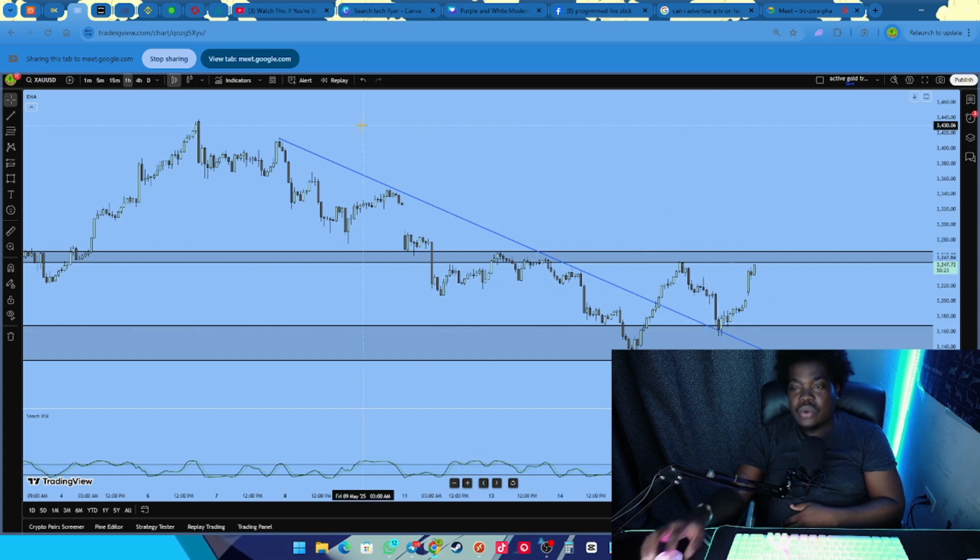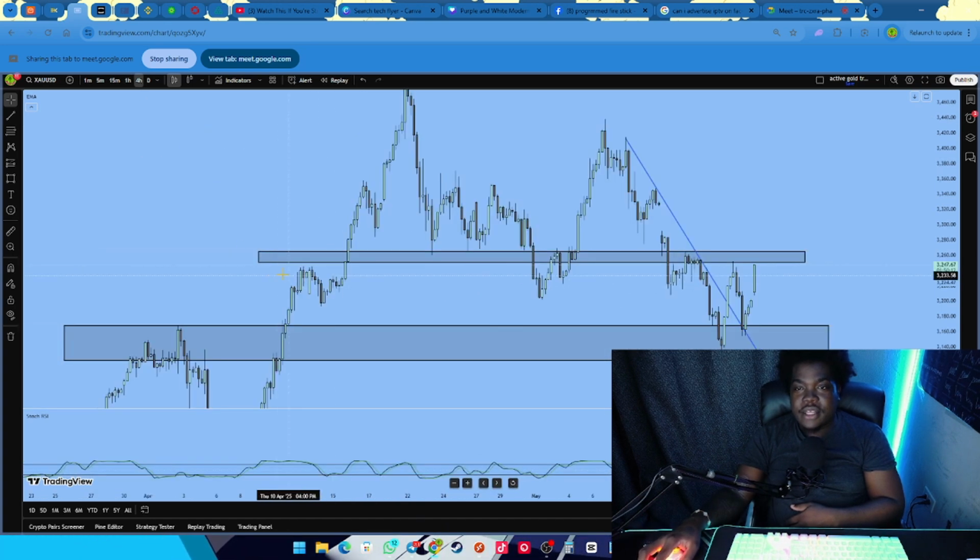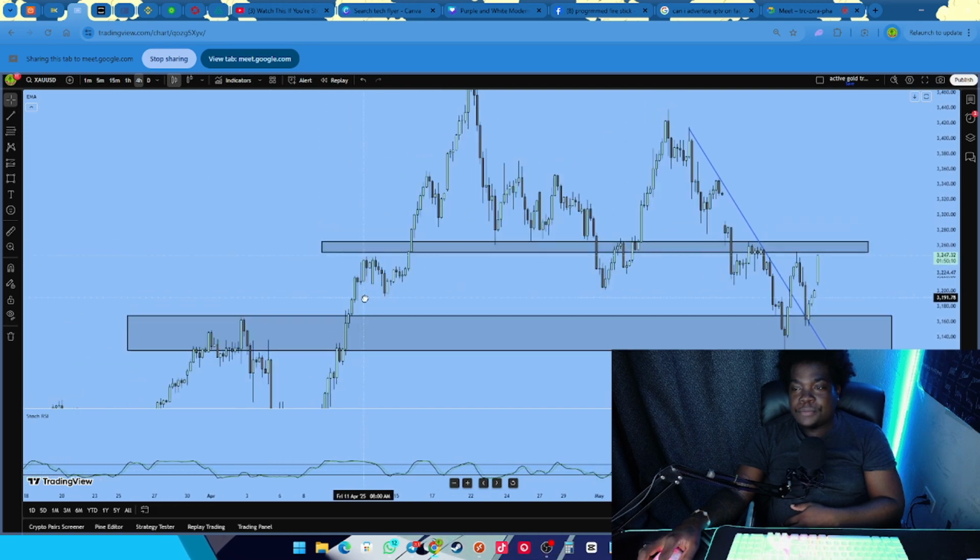So what this would be, in our terms, is current support, previous resistance, something like that, or current resistance, previous support, right? Kind of like this, yeah.